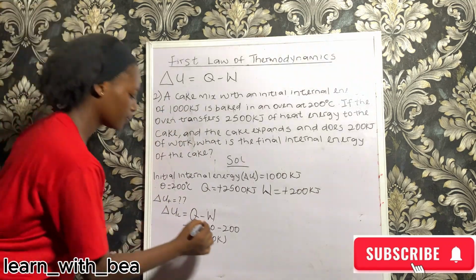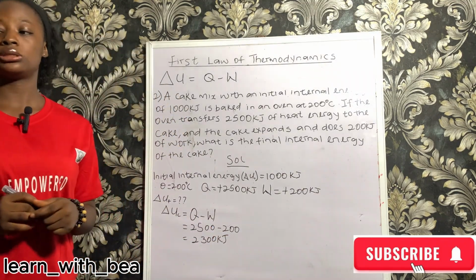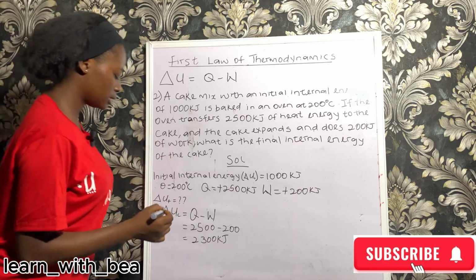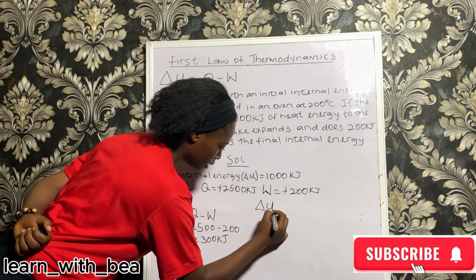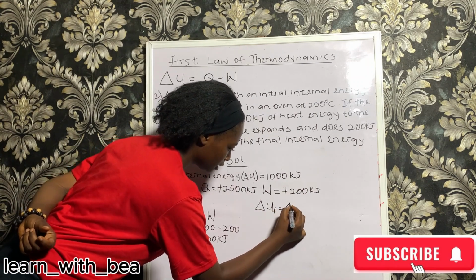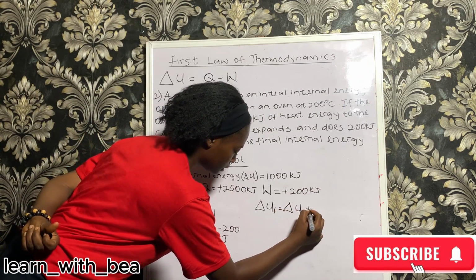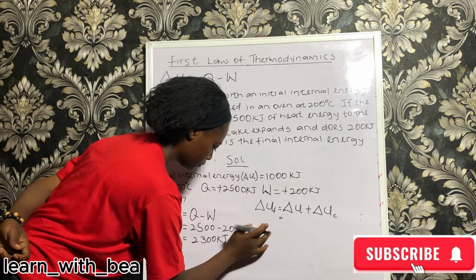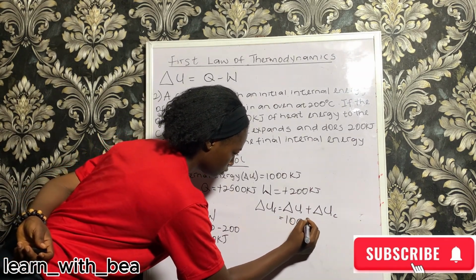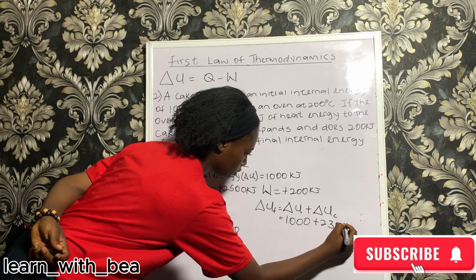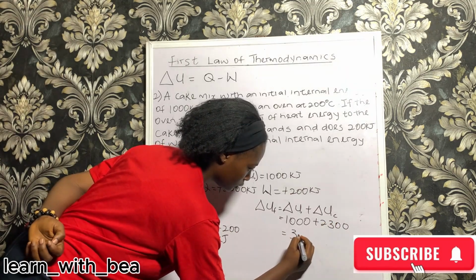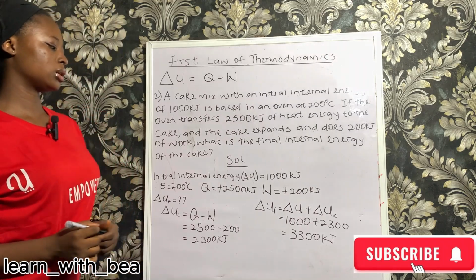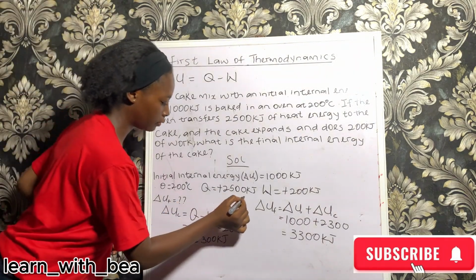But please note, what we have to look for is not the internal energy of the cake. What we have to look for is the final internal energy. So to get our final internal energy, that would be the initial internal energy of that oven plus the internal energy of the cake, which will now give us 1000 plus 2003, which is now 3300 kilojoule.